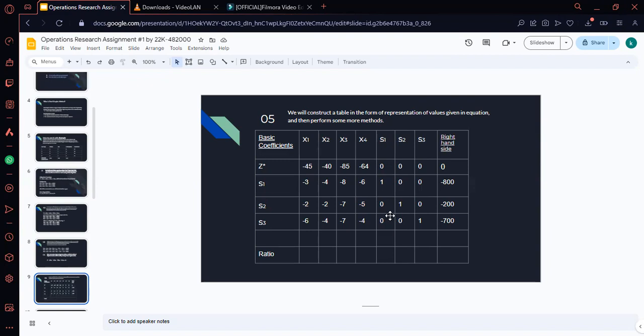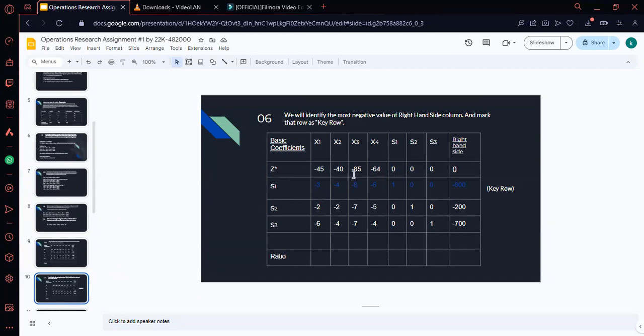After this, we will construct a representation table which will give the values of the equations, and then we will perform further steps. The table consists of headings: basic coefficients, x1, x2, x3, x4, and the slack variables along with the right hand side. The values of the objective function and the slack variables are given as shown here. For the right hand side column, these are the four values for both the objective function and the constraints.